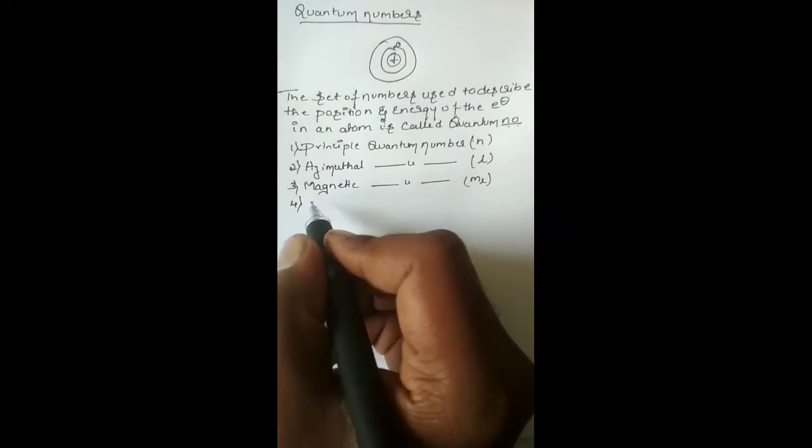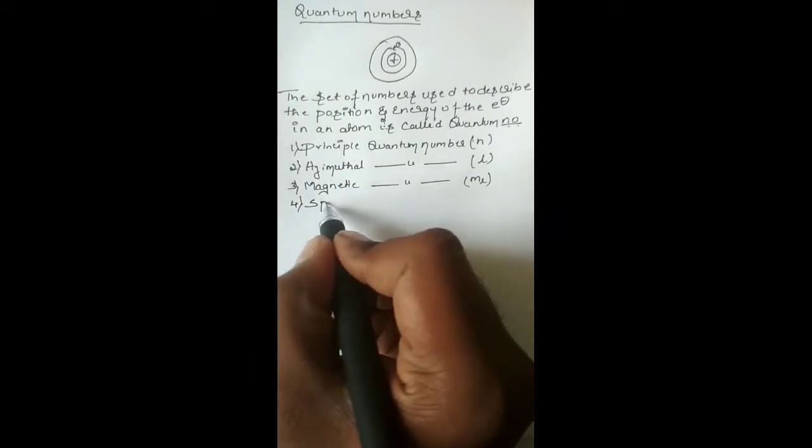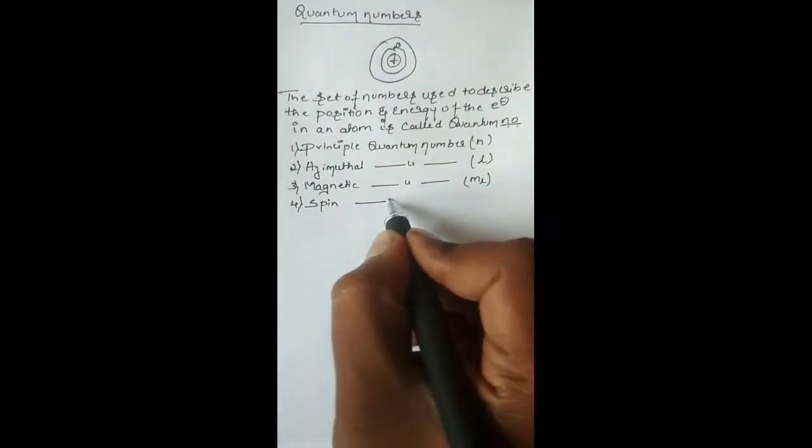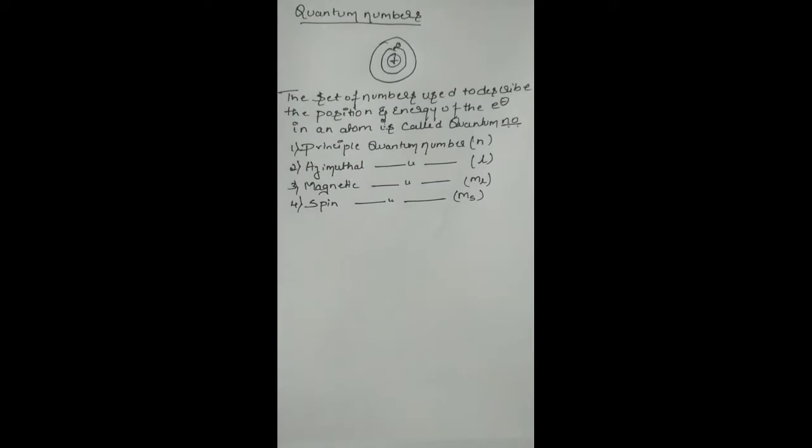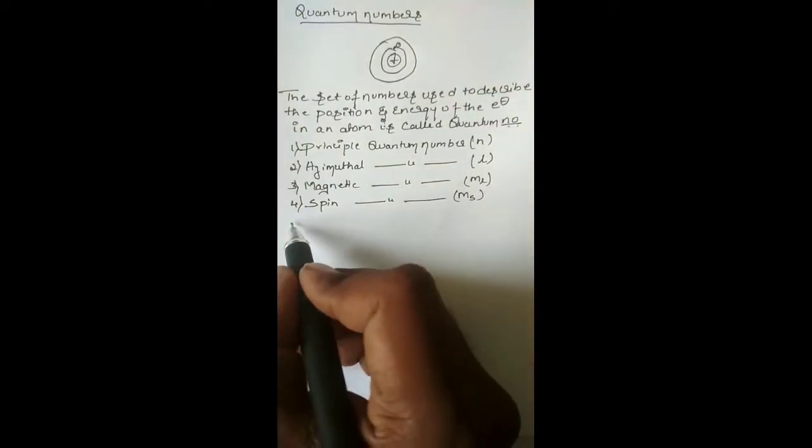The last quantum number is the spin quantum number, denoted as ms. These are the four quantum numbers. I already told what a quantum number is: a set of numbers used to describe the position and energy of the electron in an atom. In that, first we are going to study the principal quantum number.